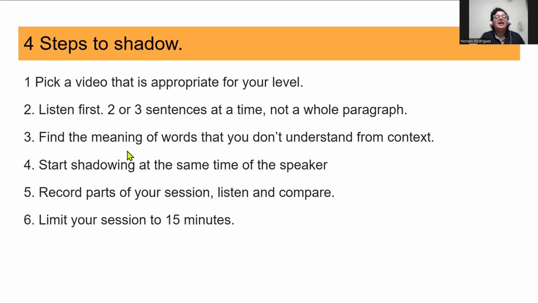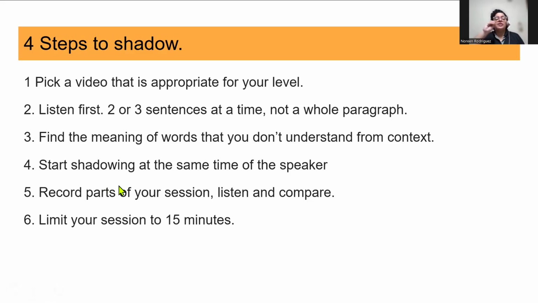If in those sentences there are words that you don't understand by the context, then take note of those words, write them in your notebook, or if you have a vocabulary journal, and then find the meaning of those words so you completely understand what the sentence says. Once you do that, you have your 2 or 3 sentences, you understand them completely, the context, then it's time to start shadowing.